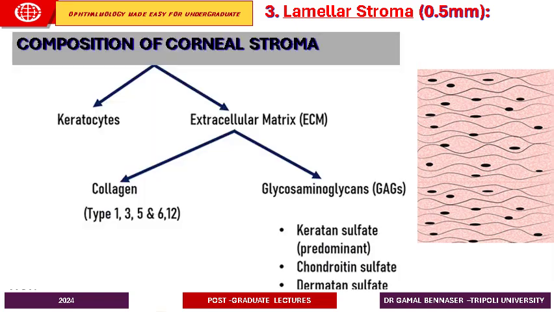To summarize what we have said before, the composition of the stroma is mainly keratocytes and extracellular matrix. The extracellular matrix is made up of collagen type 1, type 3, 5, 6, and 12, and also the ground substances, which are keratan sulfate, chondroitin sulfate, and dermatan sulfate.